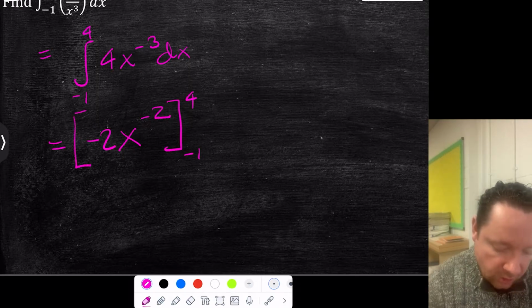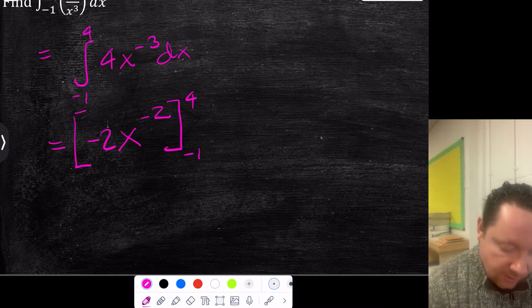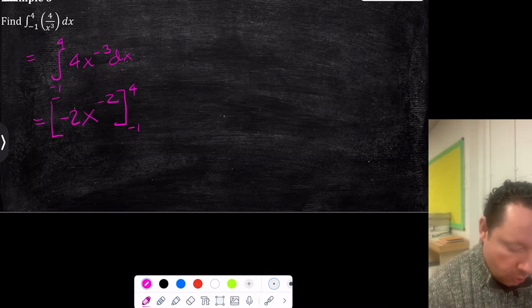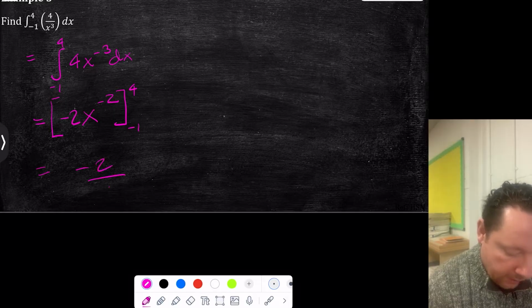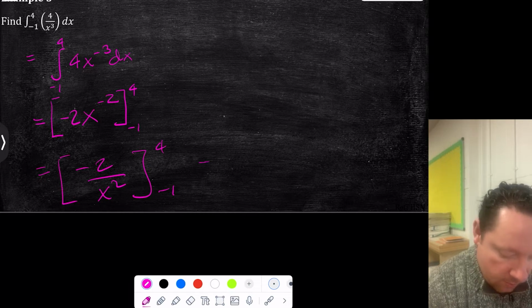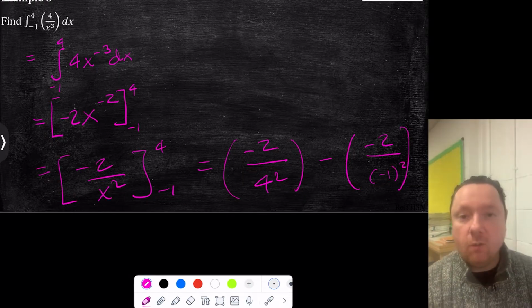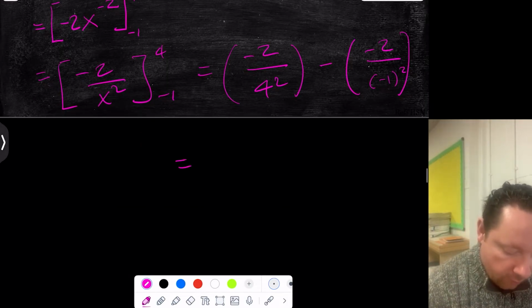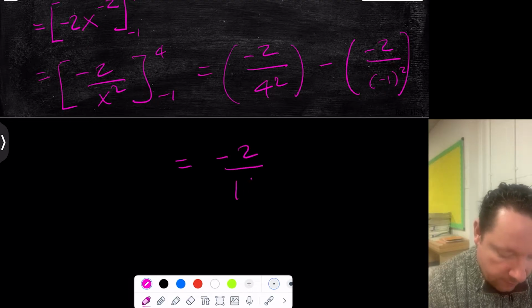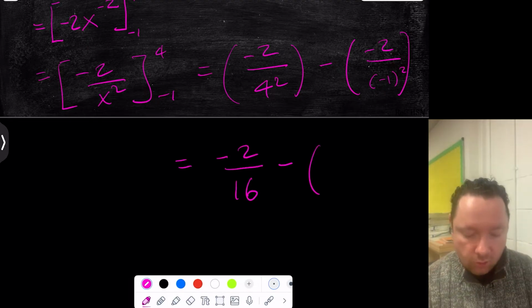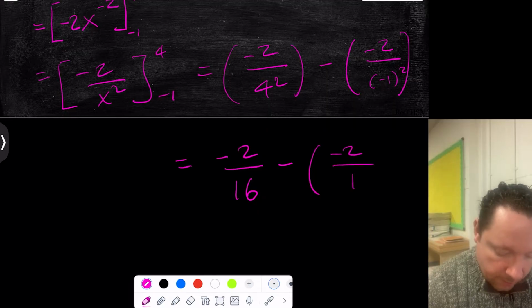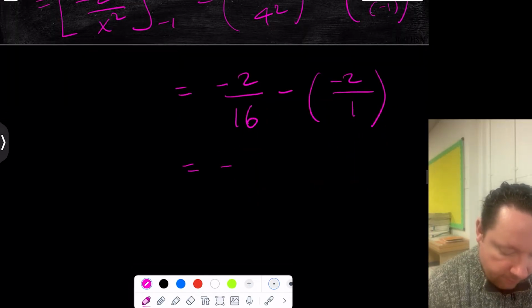Now, if this was a calculator question, you would substitute it in, but let's just assume it isn't. Not ready to substitute in. That gives me minus 2 over x squared between minus 1 and 4. Subbing that in, we've got minus 2 over 4 squared for the first one. Take away minus 2 over minus 1 squared. So lots of negatives, watch out for them. Minus 2 over 4 squared is minus 2 over 16. Take away minus 2 over minus 1 squared is 1. So that's minus an eighth.